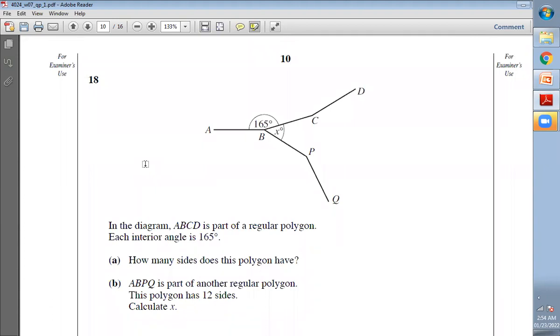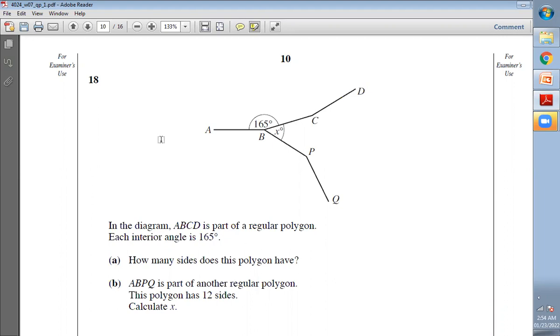So question number 18 is coming up on your screen. He says, in the diagram, A, B, C, D is part of a regular polygon. Each interior angle is 165. We don't know how many sides this polygon has, but its internal angle is given, that is 165. And they have told us that it's a regular polygon.